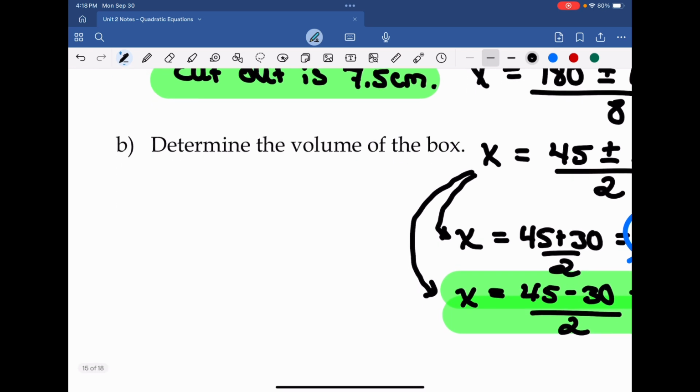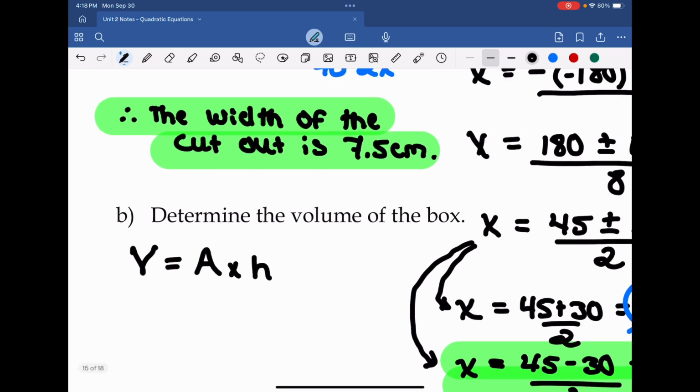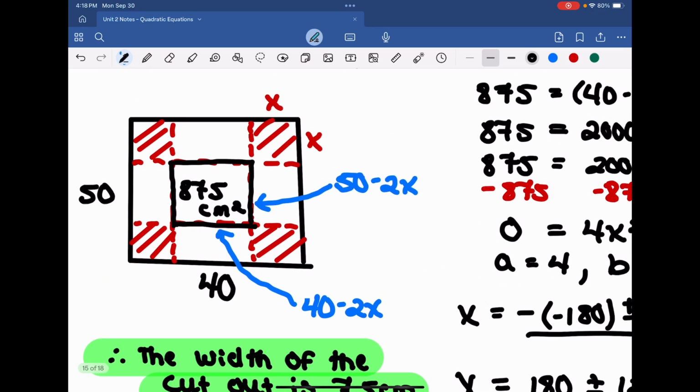Now, in part B, they actually want us to do something really simple here, and that's determine the volume of the box. Volume is always equal to the area of the base, often written as capital A, times the overall height. The height of the box is the amount that we cut out. If we fold up the box, the height of each of these walls is x.